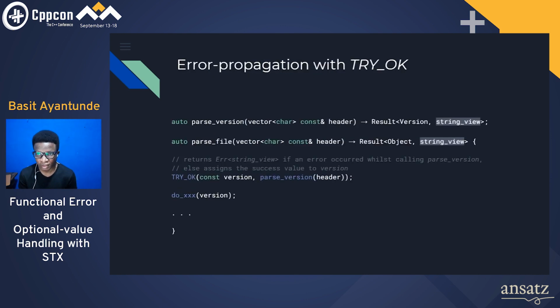Now let's look at error propagation with our error lane macro, TRY_OK. The parse_file function illustrates how we do error propagation with the TRY_OK macro. It basically returns the error type if the parse_version function fails, and the Result is constructed by tag dispatch from the error type. This is basically an emulation of the automatic error propagation we get from exceptions, but unlike exceptions, this is visible and concise. We know at what part of the program the propagation occurs.